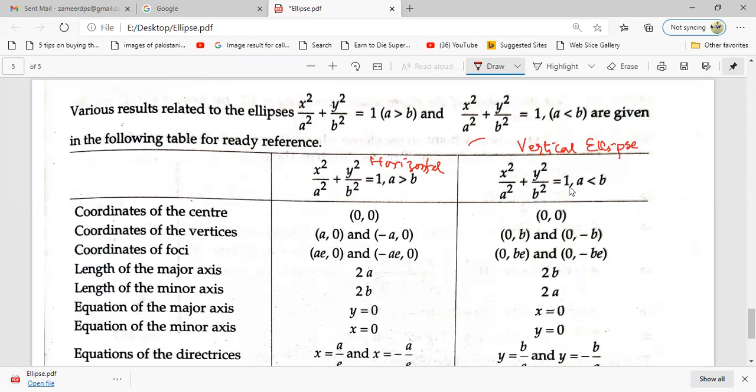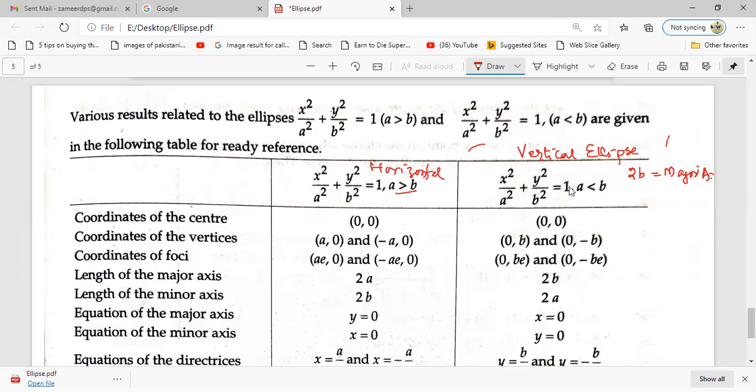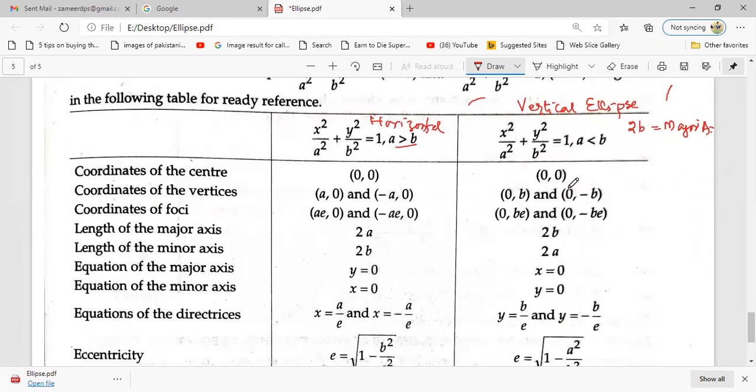Actually, what is the difference here? In some books here a is greater than b, and here a is less than b. So that means 2b here will become major axis. Try to understand. 2b has become major axis because b is greater than a, and 2a is minor axis.